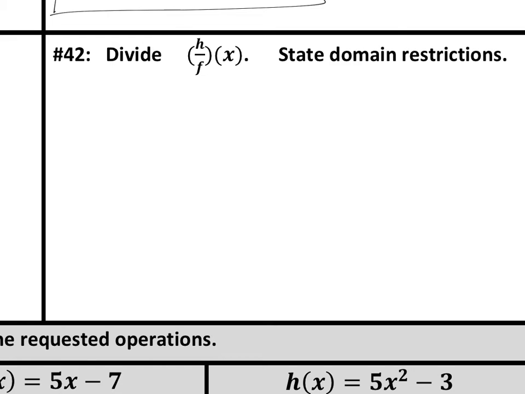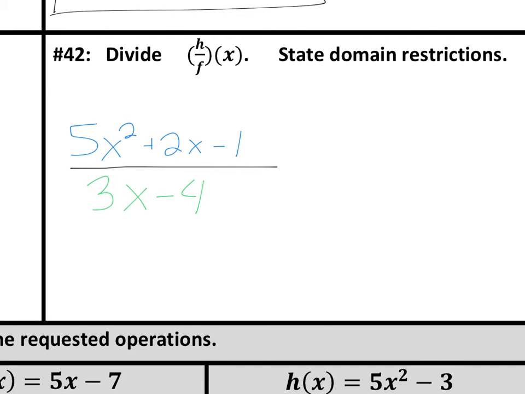Okay, on 42, we are dividing, so we're going to end up with a fraction. H of x is going to be on the top of that fraction, and f of x is going to be on the bottom of it. H of x was 5x squared plus 2x minus 1, and f of x is 3x minus 4. So that is technically the answer. That's what we're looking for the division. There's no factoring to do. The top doesn't factor into something like 3x minus 4. So we're just done with that.